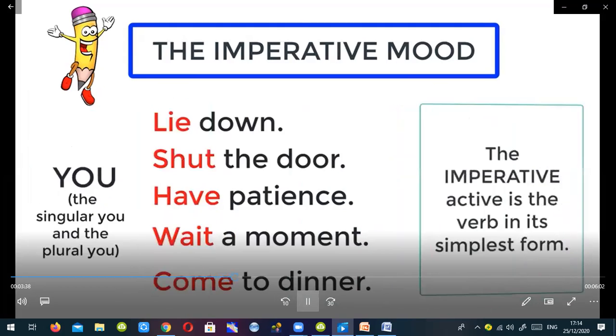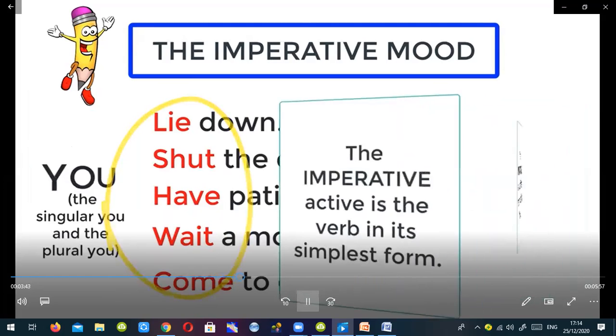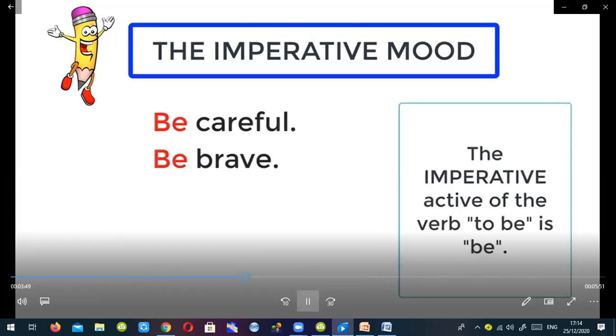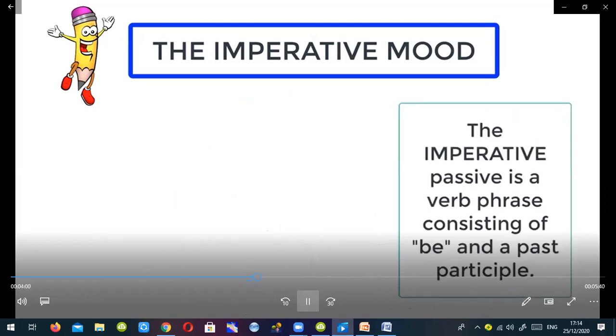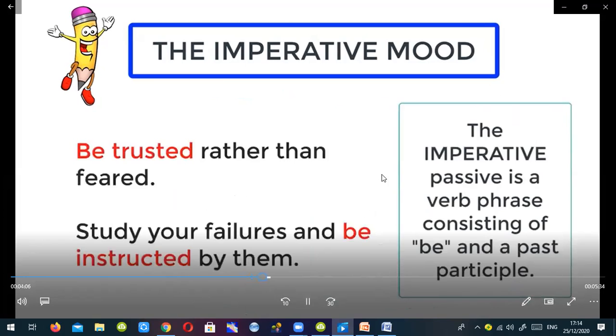The imperative active is the verb in its simplest form. Therefore, the imperative active of the verb to be is just be. Be careful. Be brave. Be here at noon. The imperative passive is a verb phrase consisting of be and a past participle. Be trusted rather than feared. Study your failures and be instructed by them. Notice that the subject of the imperative is usually not expressed, but rather implied. The second person, you, is implied.